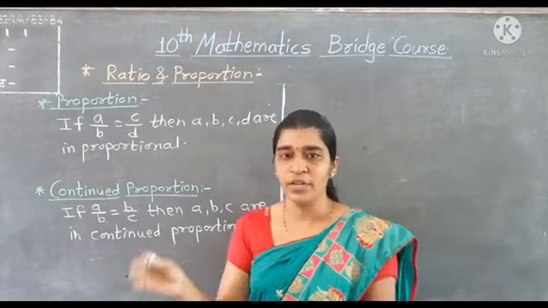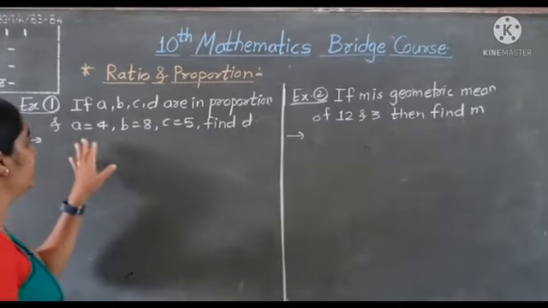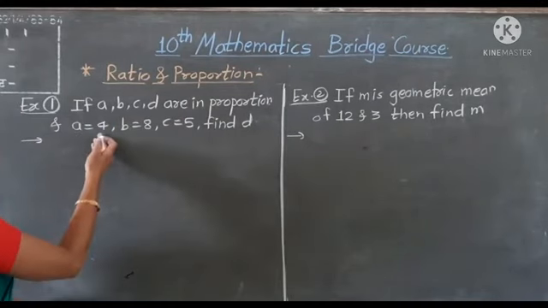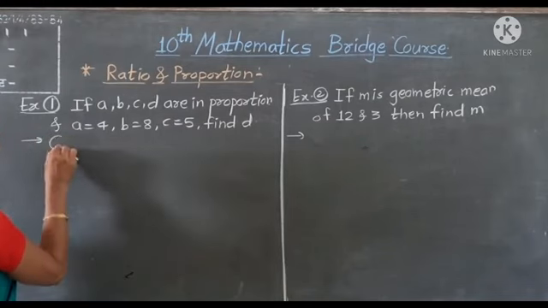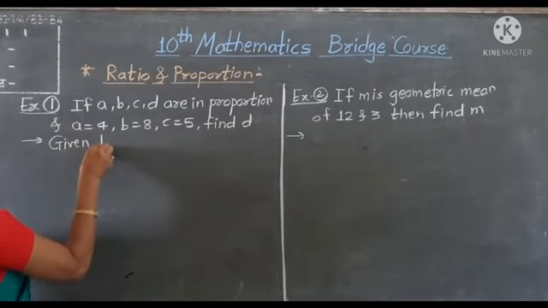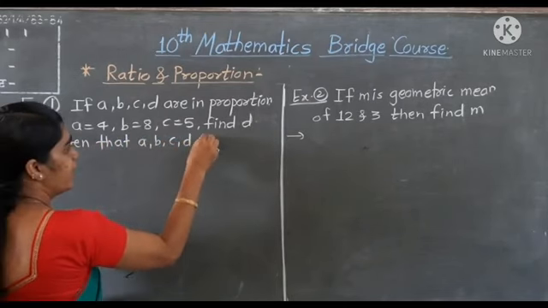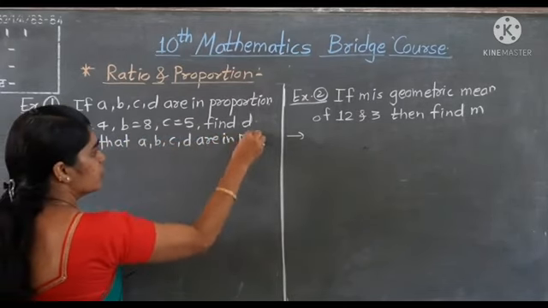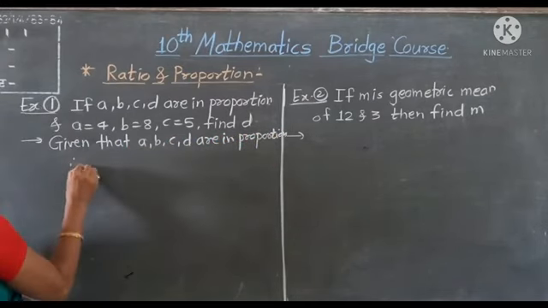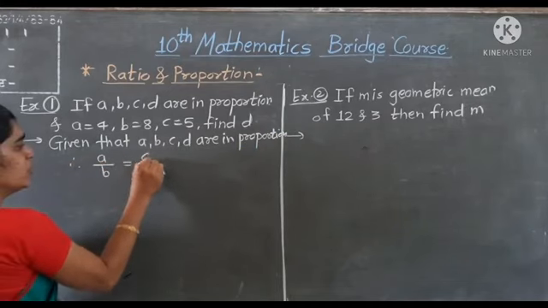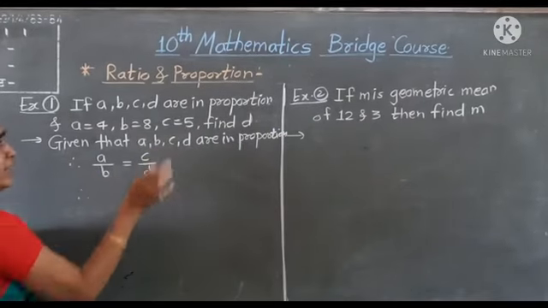We see an example on it. See first example. If A, B, C, D are in proportion and A is equal to 4, B is equal to 8 and C is equal to 5, then find D. Here given that A, B, C, D are in proportion, which means A upon B is equal to C upon D. You had learned in the definition. So you put the value and find D.